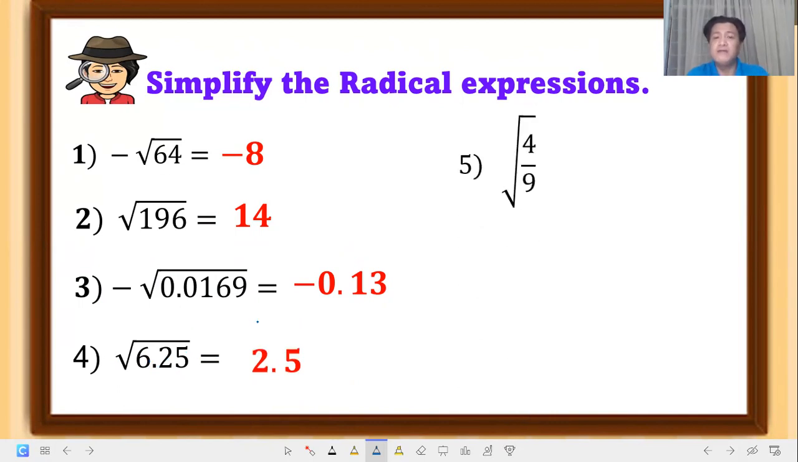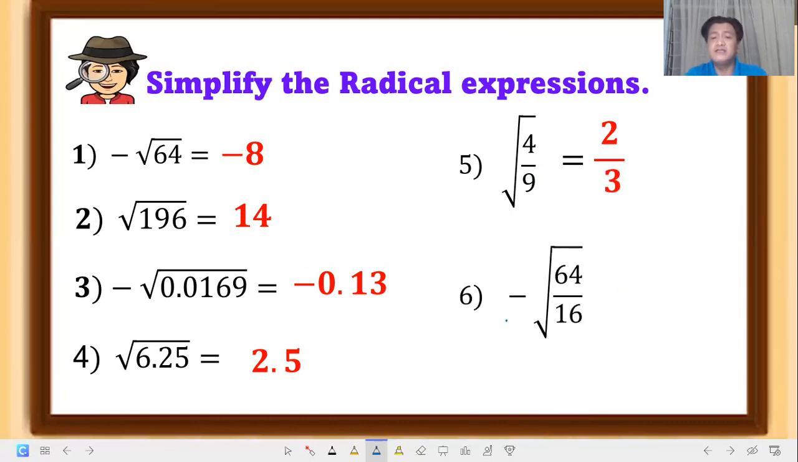And we have number 5, the square root of 4 over 9. That's simply you are going to determine kung both ba ng denominator and numerator is perfect. If not, syempre irrational yon. So since they are both perfect, kaya nga square root natin, that is 2 over 3.